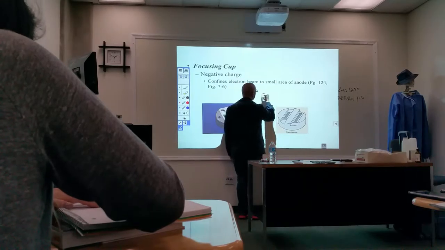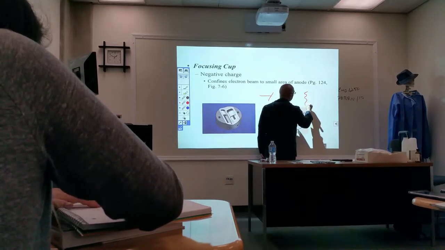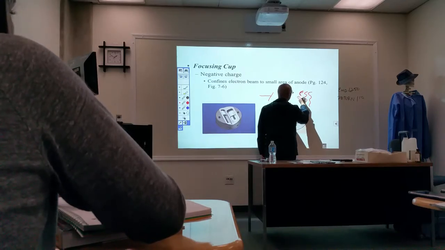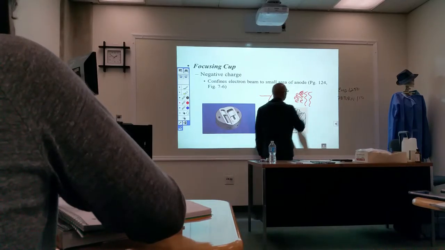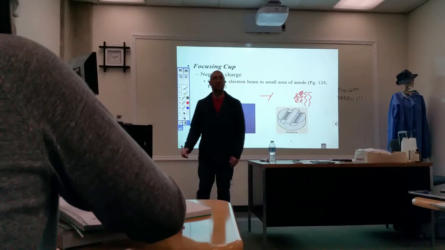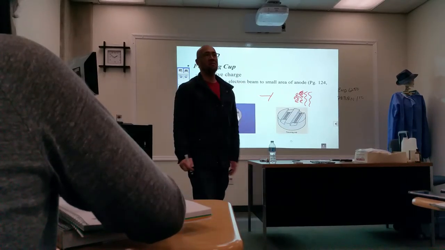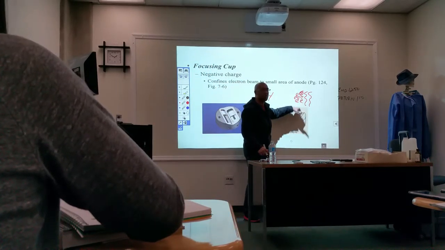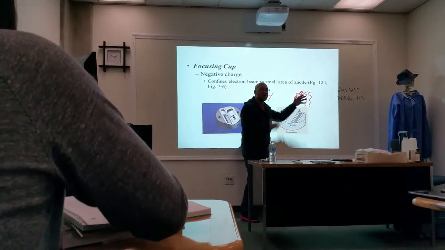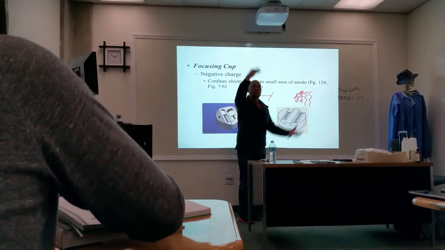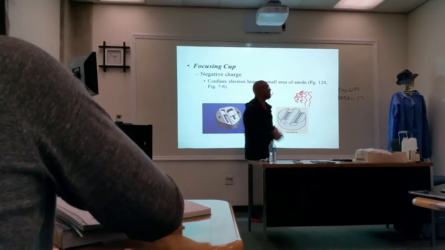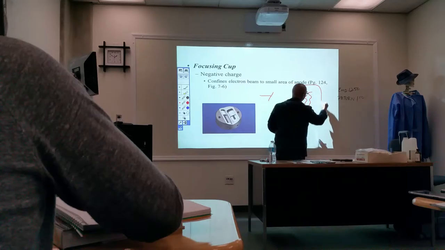So what happens is, through the process of thermionic emission, as the electrons are being boiled off, are they going to remain in that space? What charge does an electron have? Negative. So naturally, what are they going to want to do? Go to the positive side. They're going to want to spread out because of their negative charges. So if I were to put some sort of contraption around it, let's call this the focusing cup.